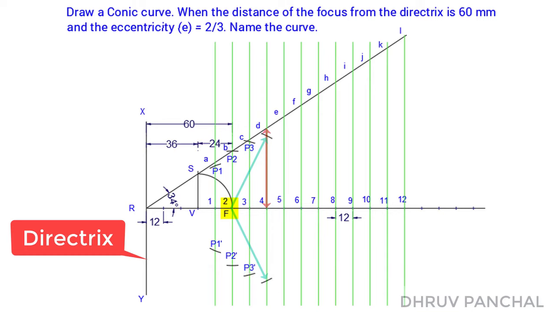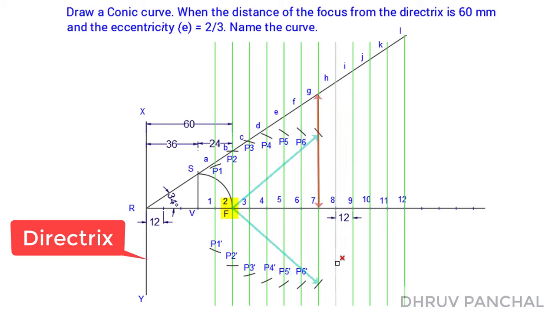Take distance D4 as a radius and point F as a center. Draw two arcs on line D4 to get point P4 and P4'. Take distance E5 as a radius and point F as a center. Draw two arcs on line E5 to get point P5 and P5'. Take distance F6 as a radius and point F as a center. Draw two arcs on line F6 to get point P6 and P6'.